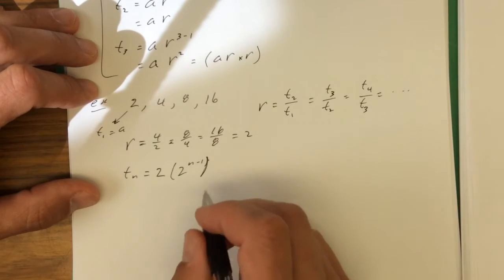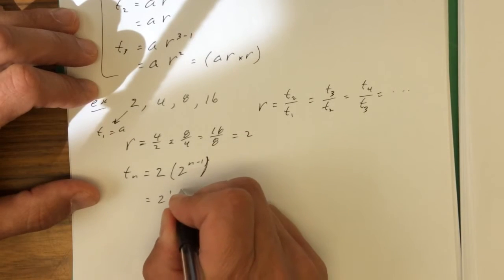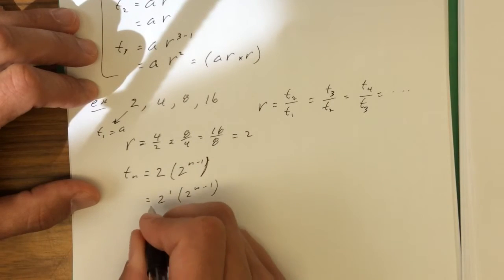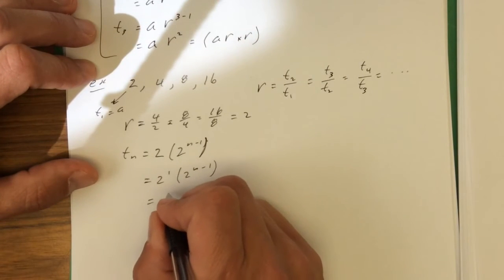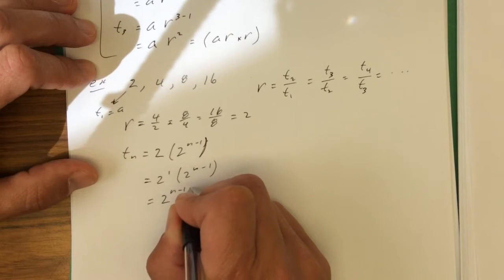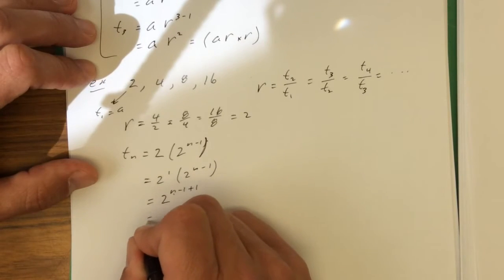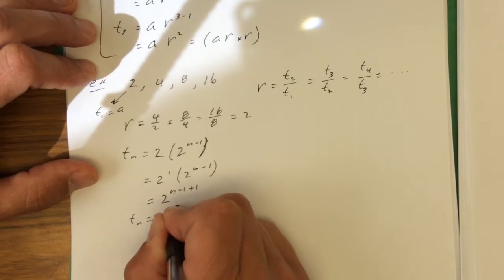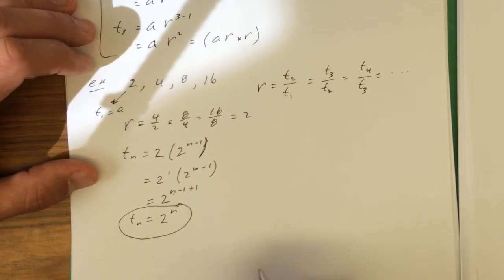Now this one can be simplified. Okay, so that equals 2 to the 1 times 2 to the n minus 1. When you multiply exponents, you can add them when the bases are the same. So this is 2 to the 1 plus n minus 1. There's the n minus 1 from there, add that exponent, and that becomes 2 to the n. So Tn in this case, the general term, is 2 to the n.